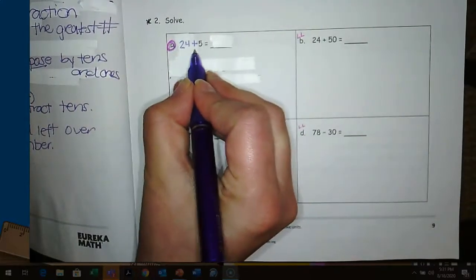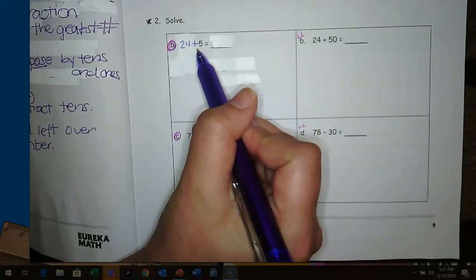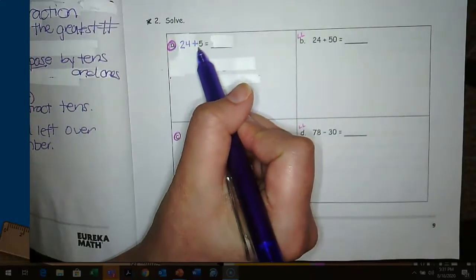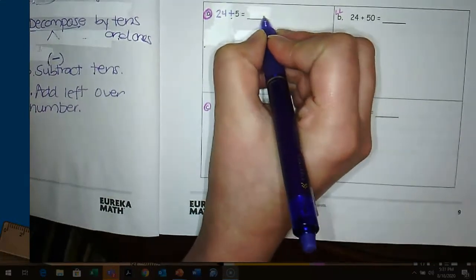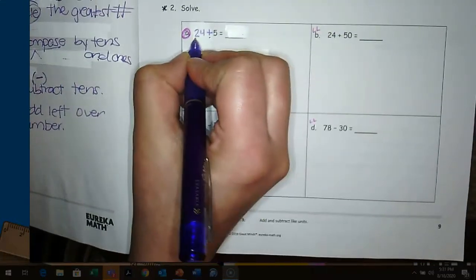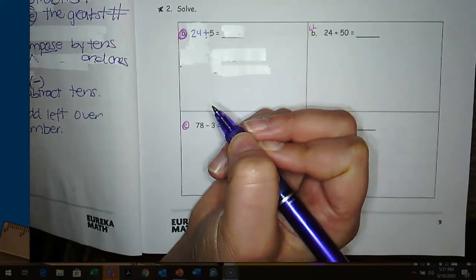Let's look at the signs so that way I can know what steps to follow. I see an addition sign, so I'm going to come here to my addition steps. The first step I do is circle the greatest number. I have a 24 and a 5. Circle the greatest number. 5 seconds.